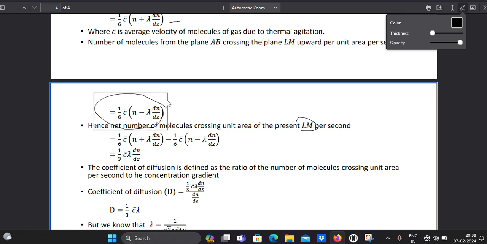For the net, you subtract the lower value from the higher value. Then you can get the net value, right? So for this, see here: from this value, this is subtracted. So 1 by 6 C bar (n plus lambda dn by dz) minus 1 by 6 C bar (n minus lambda dn by dz). Now if you multiply this out, you get this form. After multiplication you have to simplify. Do it, and see whether you get this value or not. So please do it. After taking the difference, you can get this one only.